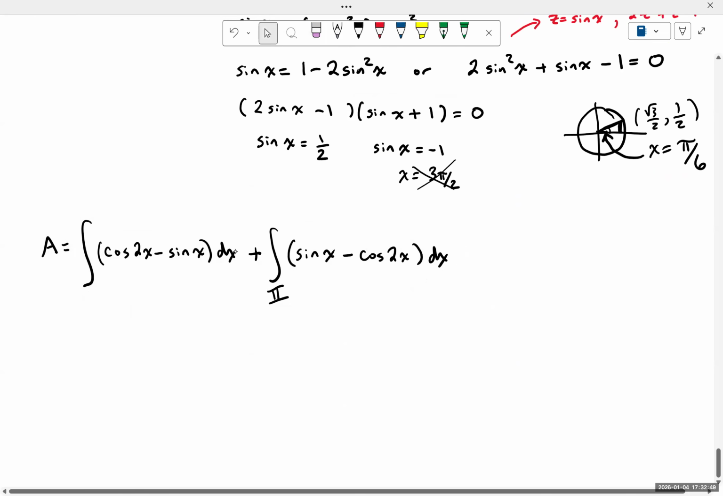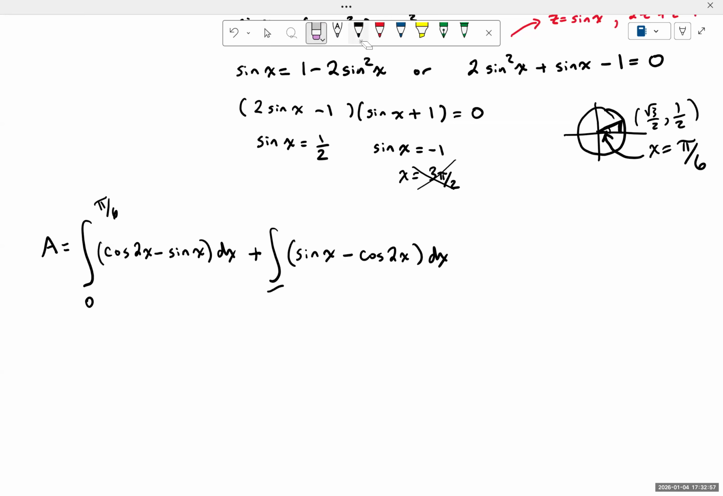The middle point is pi over 6. So we have this, and then it goes from pi over 6 to pi over 2. Okay. Now, the rest is easy. That was probably the hard part, because these are just straightforward.